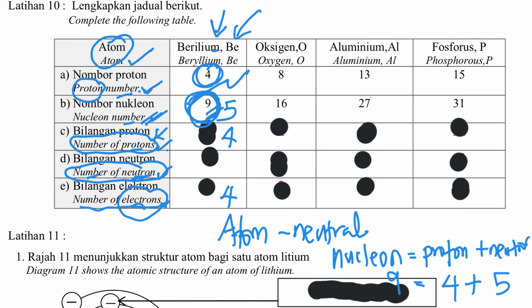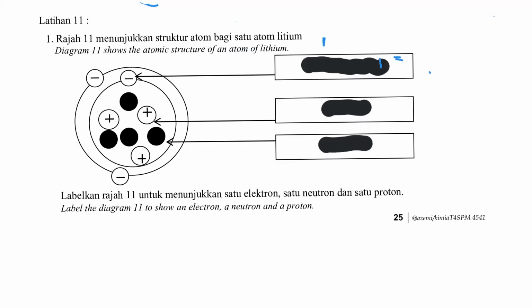So I want all of you to copy the table, okay, in your exercise book, and you have to complete the table about oxygen, aluminium, and also phosphorus here. You need to upload your book to Google Classroom.